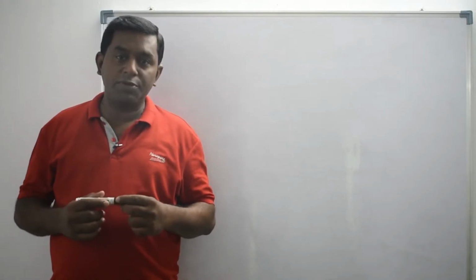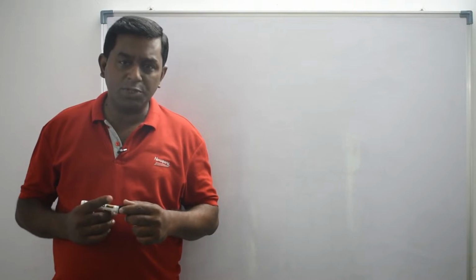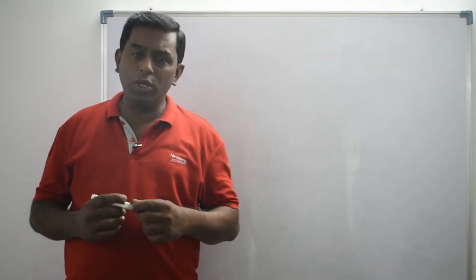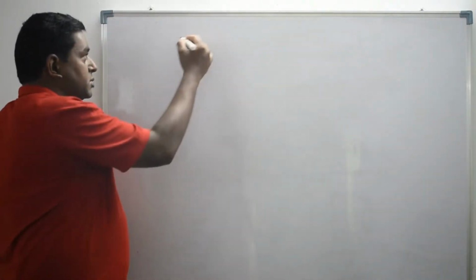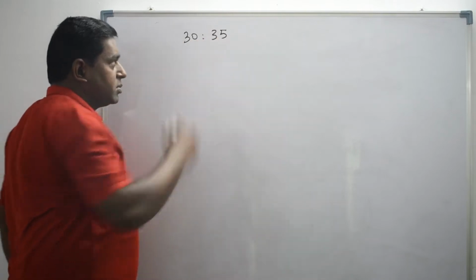Okay, let's look at the next property of ratio. The ratio always has to be expressed to its lowest term or in its simplest form. What does it mean? Let's look at an example. Let's consider the ratio 30:35.